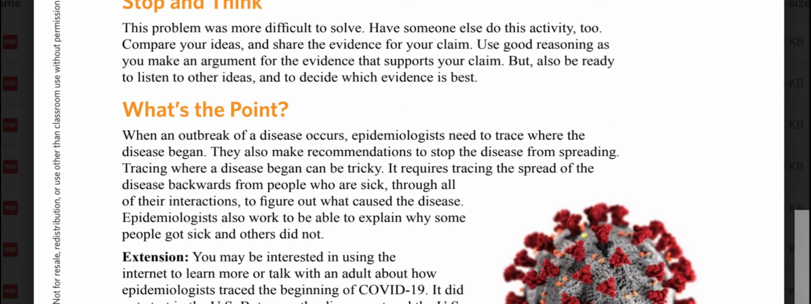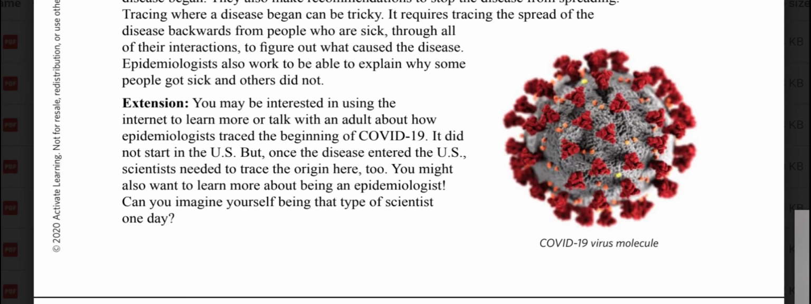What's the point? When an outbreak of a disease occurs, epidemiologists need to trace where the disease began. They also make recommendations to stop the disease from spreading. Tracing where a disease began can be tricky. It requires tracing the spread of the disease backwards from people who are sick through all their interactions to figure out what caused the disease. Epidemiologists also work to be able to explain why some people got sick and others did not.